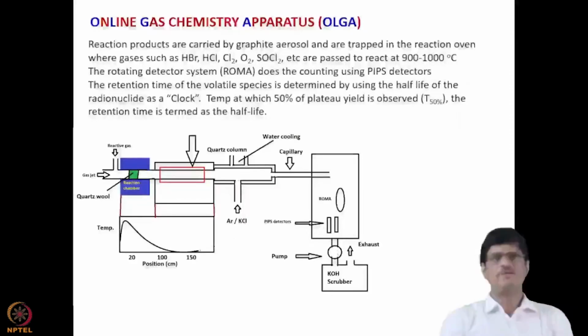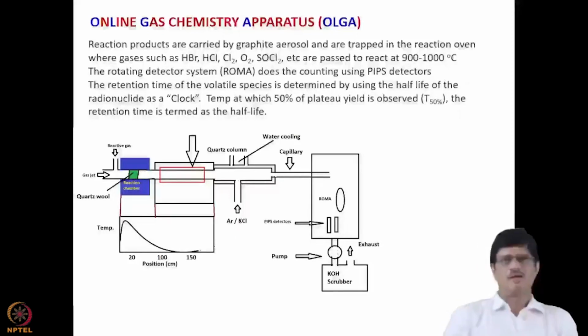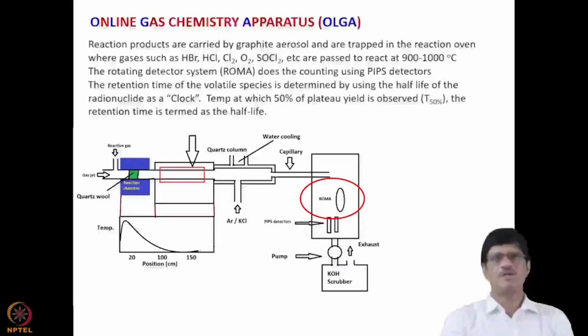And after that, these transactinide compounds are collected at this detector system, which is called the ROMA, which is nothing but a rotating type of detector system, and which is also going to be counted by alpha spectrometry by a set of PIPS detectors.